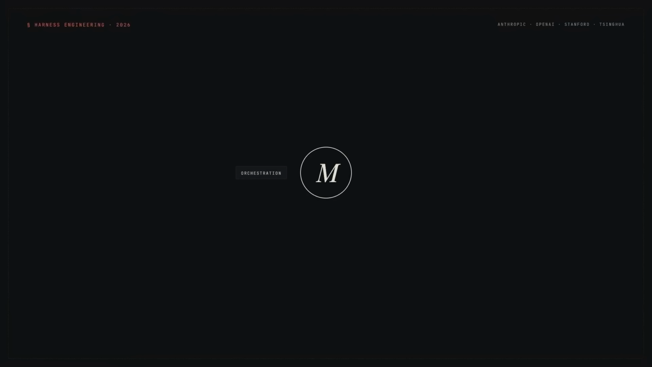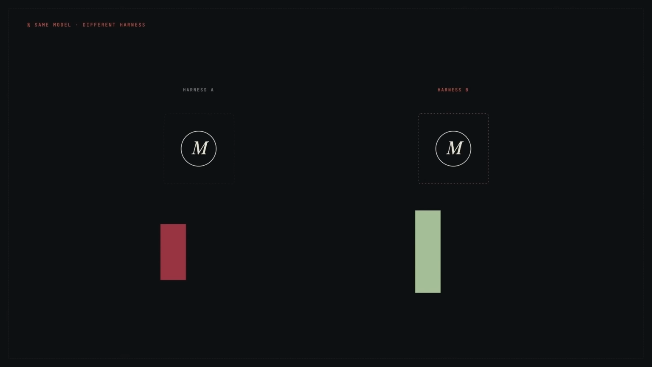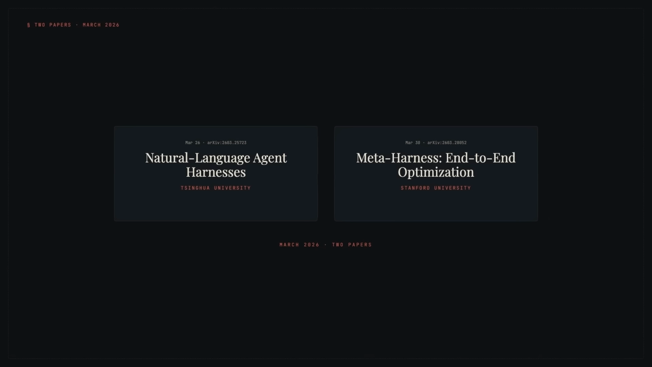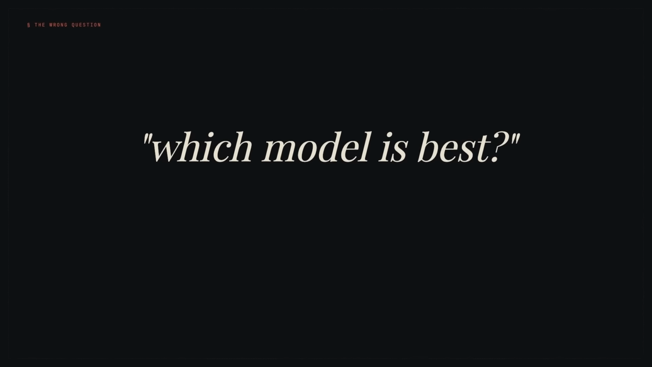Okay, so the orchestration code wrapping your LLM now drives more performance variation than the model itself. Same model, 6 times the performance gap, depending entirely on the wrapper or harness around it. That's the headline finding from 2 papers from Stanford and Tsinghua University. And it means that the entire "which model is the best" debate has been the wrong question for a while now.